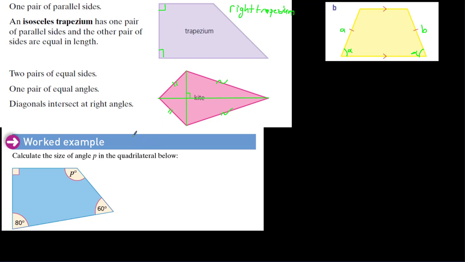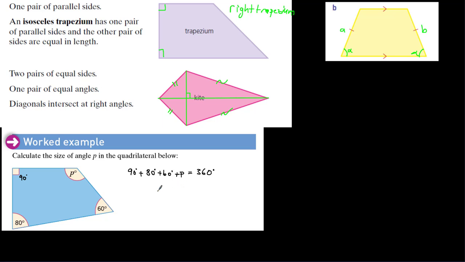That's the case here. Okay, let's start with the angles of the quadrilateral. Find and calculate the p, it says. And for calculating p, we need to remember that this is 90 degrees, because it has the sign of 90 degrees. 90 degrees plus 80 degrees plus 60 degrees plus p should be equal to 360 degrees.